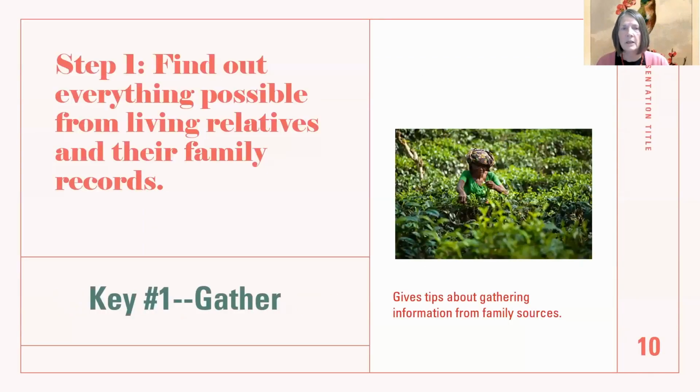These are the steps. So step one for the key is gather. What we do under gather is we gather all the information that is easily available, the low-hanging fruit that we already may have in our home, in our relatives' homes, in our grandma's home. So find out everything possible from living relatives and their family records. And the page itself, as you see on the right, gives tips about gathering information. So it tells you where to look, where to go to gather things.